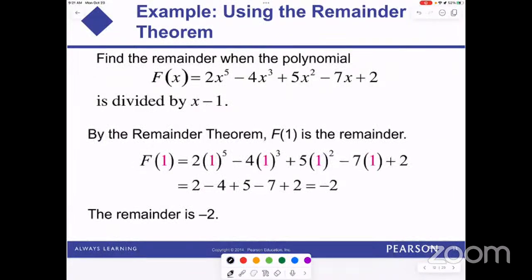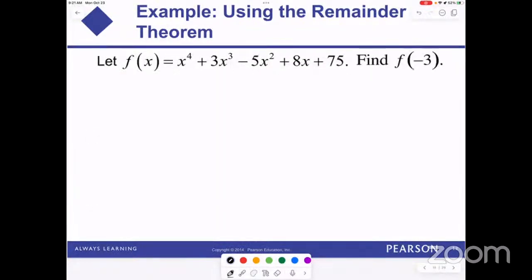So we found a way to jump straight to the remainder when our dividend is divided by our divisor. Let's see how else it can evolve. Given this function, find f of 3. If we try to evaluate this directly, we're going to get massive numbers. It can be a bit of a challenge.